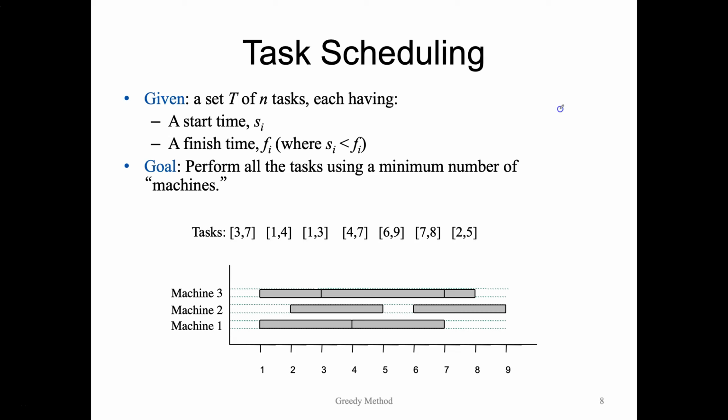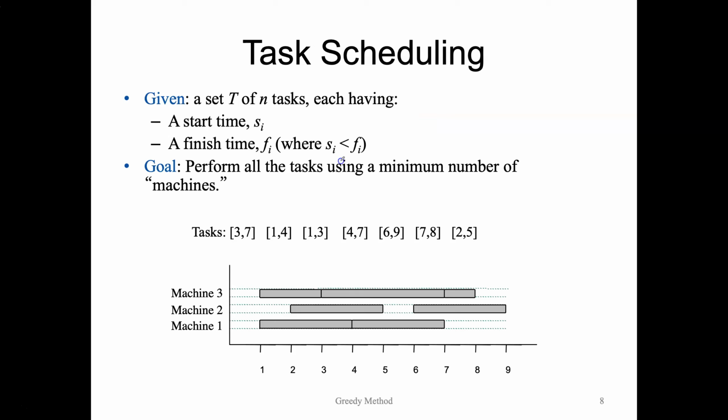We're going to look at one more example of the greedy method applied to solve the task scheduling problem. This problem is defined as we have a set of n tasks. Each task has a fixed start and end time, so a given task has to begin at that start time and it must end at that end time. We don't get to shift it around and start it at a different time.